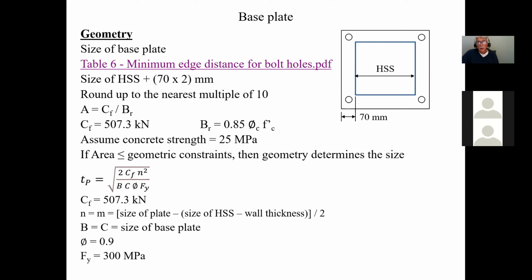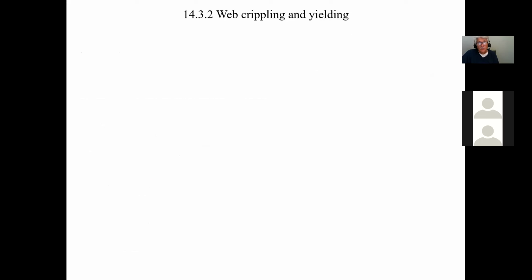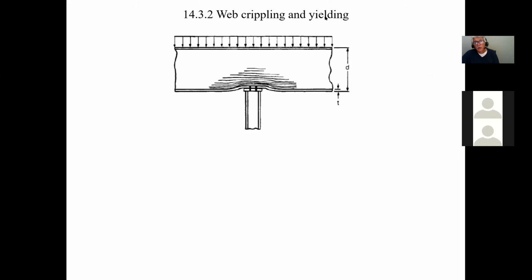Now, one last thing you have to check for, okay, is what we call web crippling or yielding. In other words, is your web going to cripple or is it going to yield under load? And this is what we mean by web crippling or yielding, okay? Now, you're not going to be responsible for this on a test, but this is something that you should be concerned about.